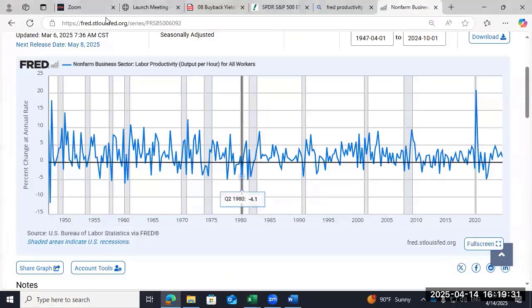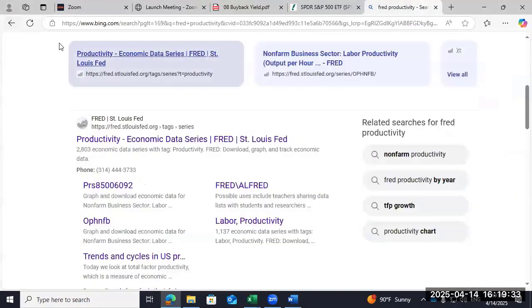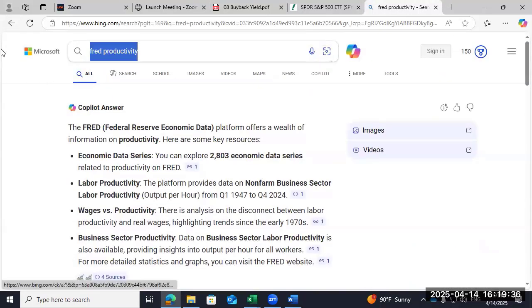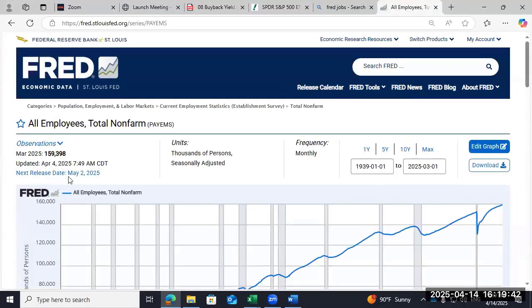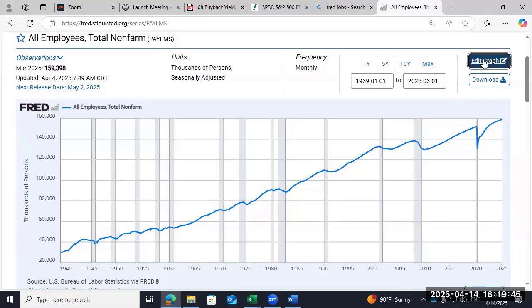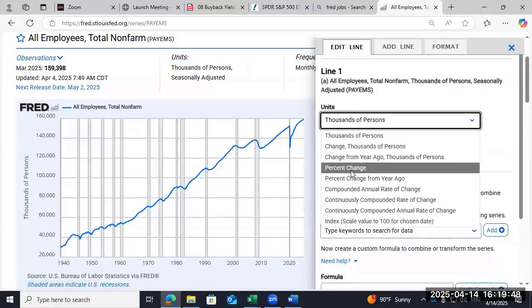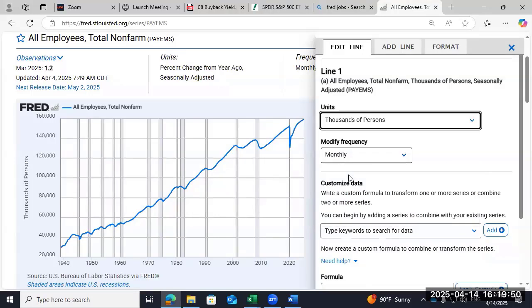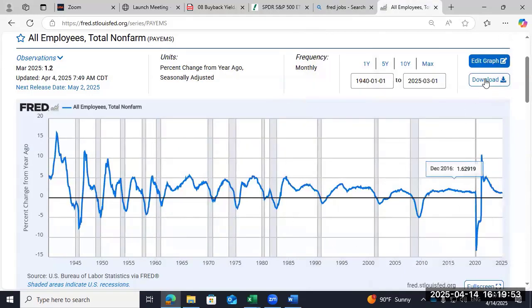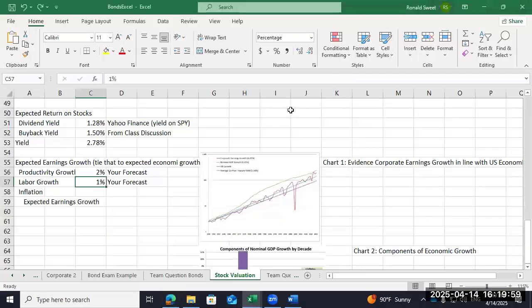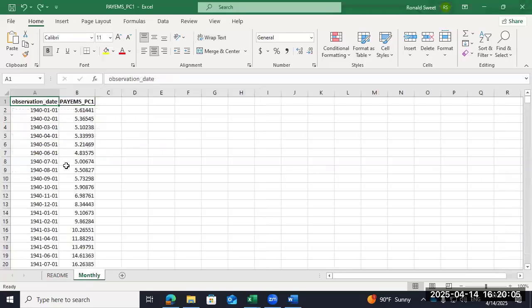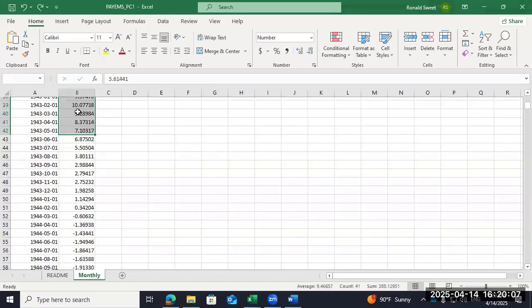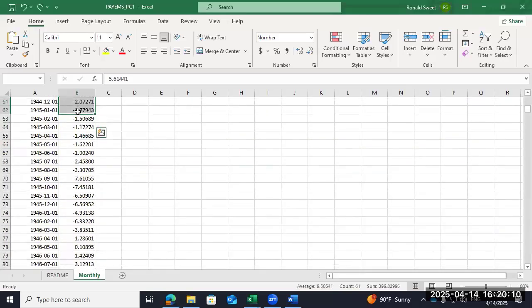Labor growth is a little bit harder to do with a Fred chart, but you can do it. You can do Fred jobs. And here, same thing, you can edit it and make it year up percentage change from a year ago. And you can download that. And you can kind of do the same thing I just did with productivity, except for this one's monthly. So if we want to do 5-year averages, that'd be 60.